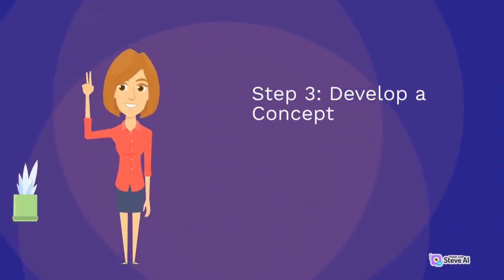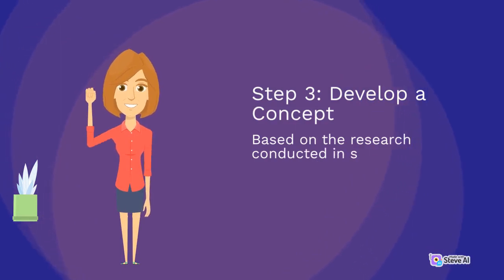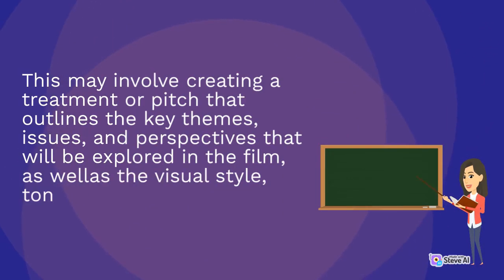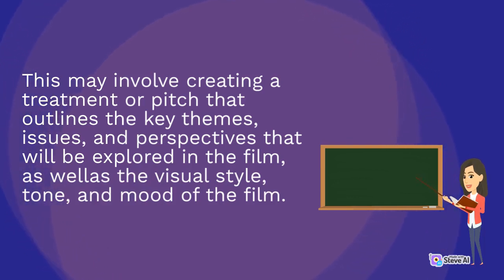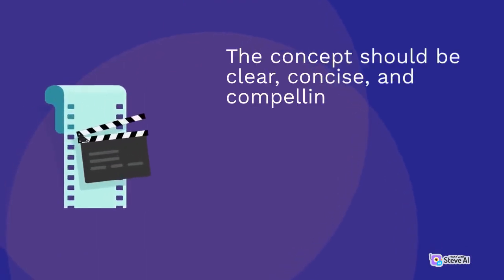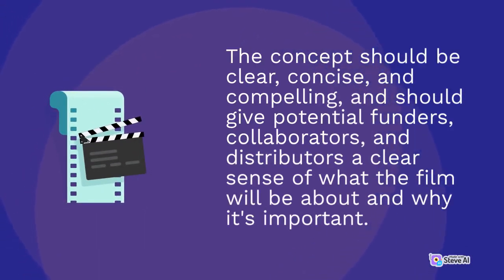Step 3. Develop a concept. Based on the research conducted in Step 2, the next step is to develop a concept for the film. This may involve creating a treatment or pitch that outlines the key themes, issues, and perspectives that will be explored in the film, as well as the visual style, tone, and mood of the film. The concept should be clear, concise, and compelling, and should give potential funders, collaborators, and distributors a clear sense of what the film will be about and why it's important.